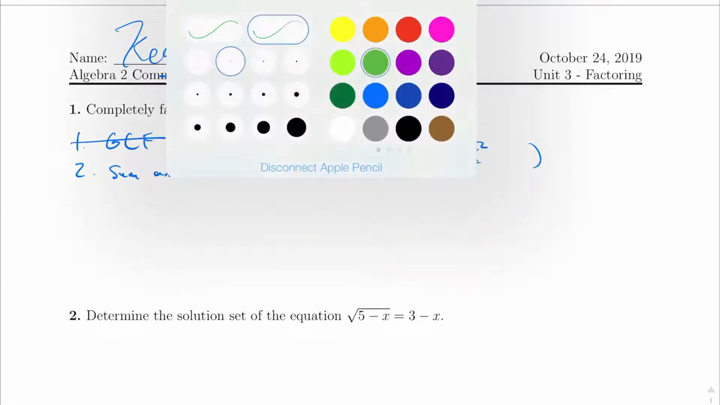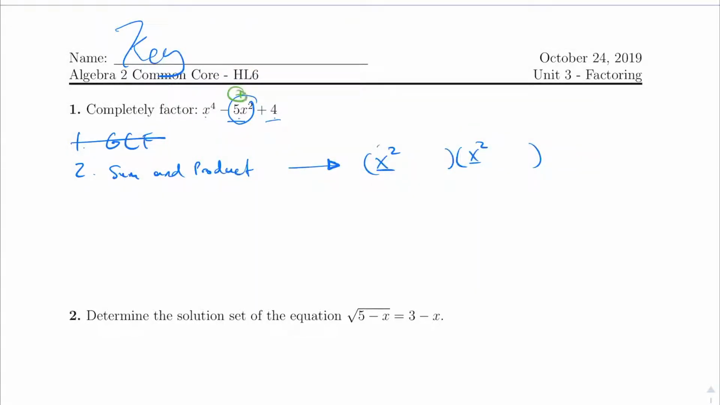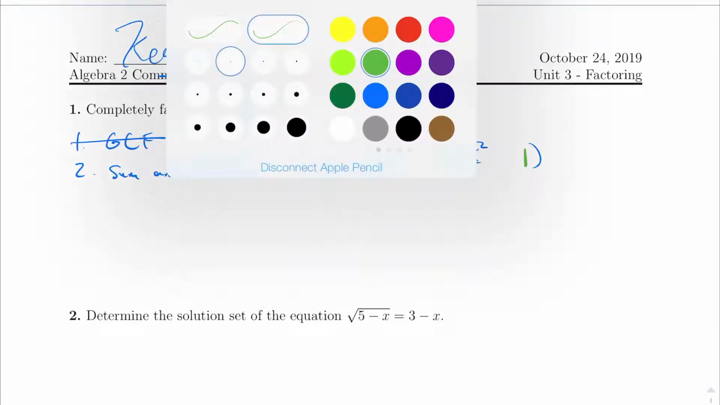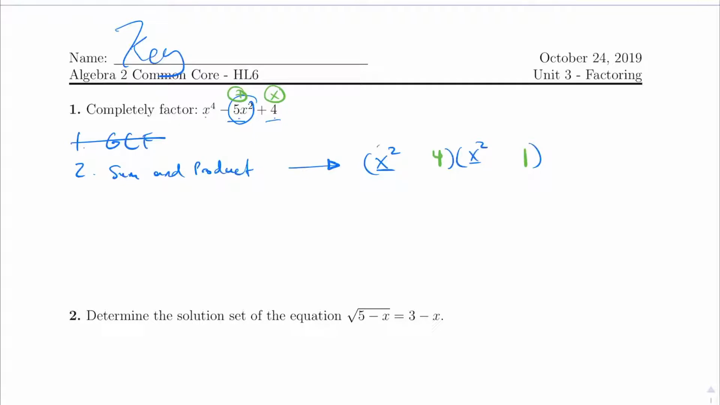Now the last thing we need to do is find two numbers that sum to -5 and have a product of 4. So a product of 4 would either be 2 and 2 or 4 and 1. And I think 4 and 1 is going to be more useful for us here. Now that we've got 4 and 1, we need to fix the sign so that it adds to -5, so it'll be -4 and -1.